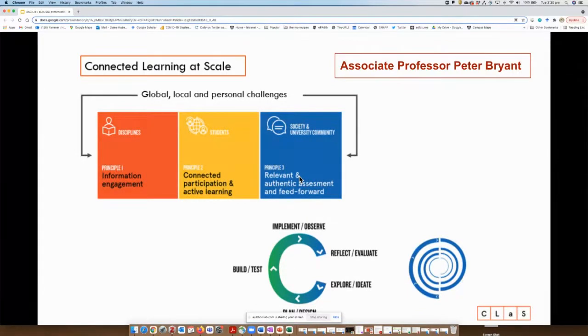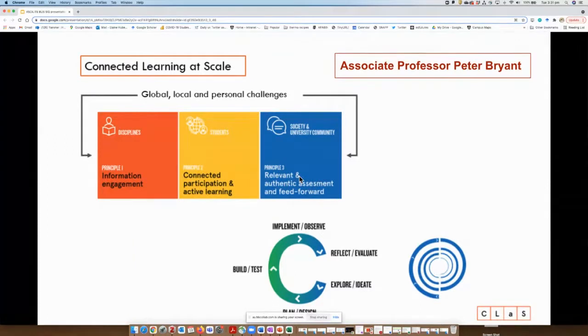So we wanted to look at ways to help them connect with the discipline, with the knowledge, and connect with each other through active and collaborative learning, and then also to feel part of the university, but also the wider society, through giving them authentic opportunities to learn and be assessed. And so we kind of wrapped this up with designing our units around global, local, and even personal challenges.